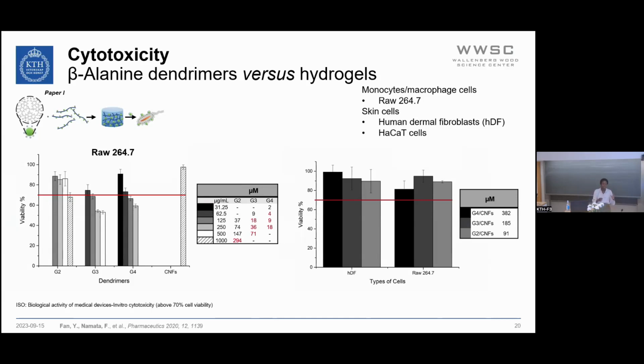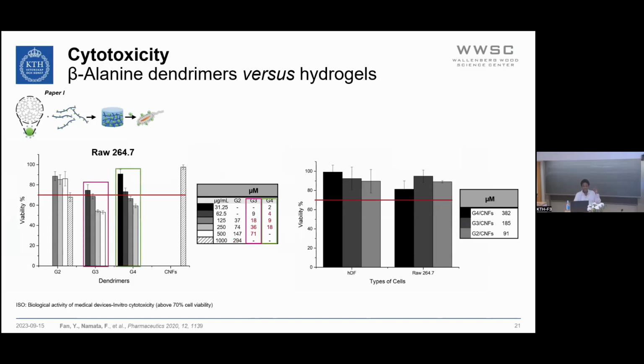So now going back to what we saw here, when we had the neat dendrimers by themselves, some of them were below the line of 70, but when we incorporated them in the CNF hydrogels, we saw that all of the hydrogels, even though they had a high concentration of dendrimers, were not considered toxic.